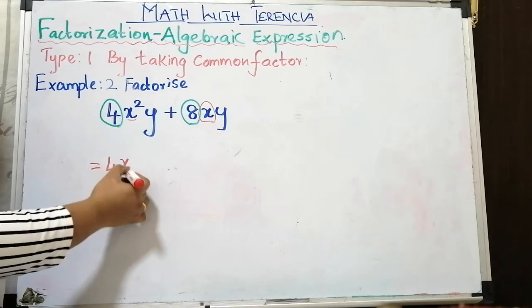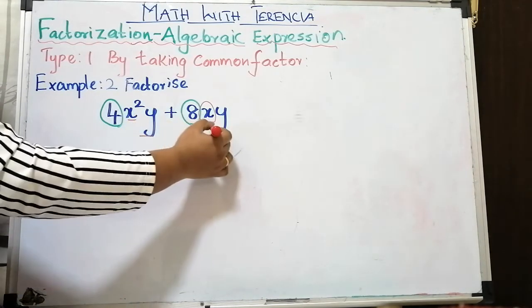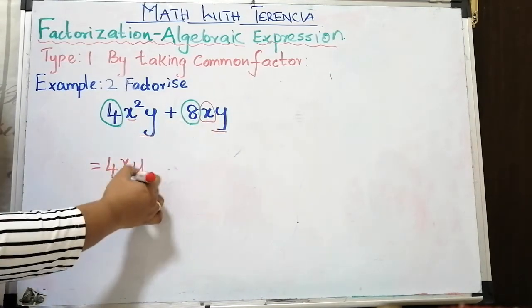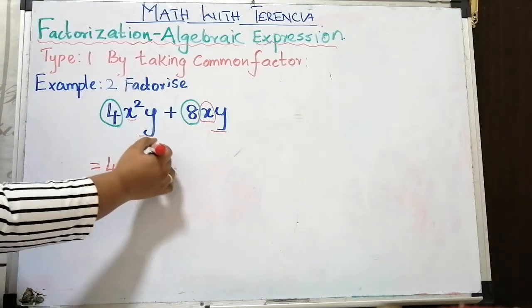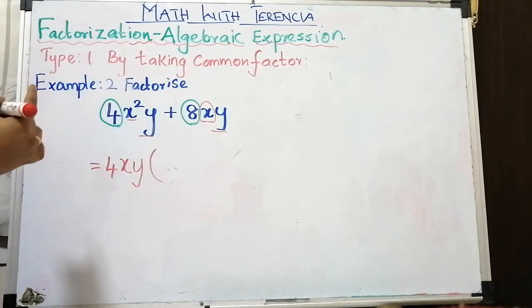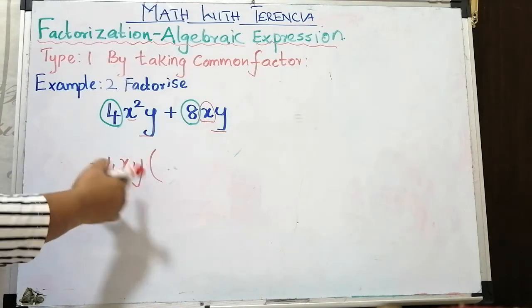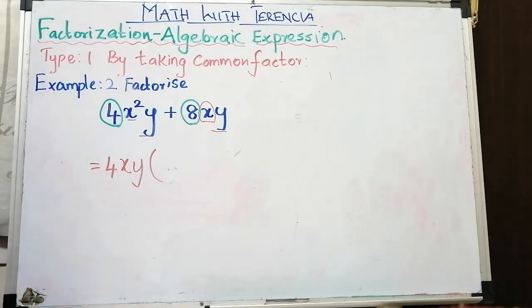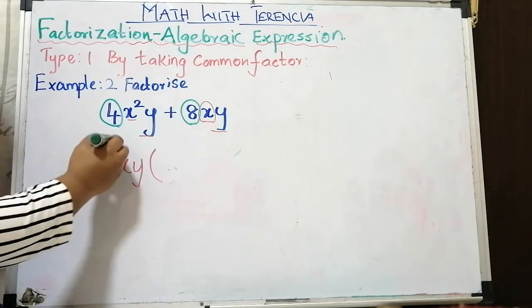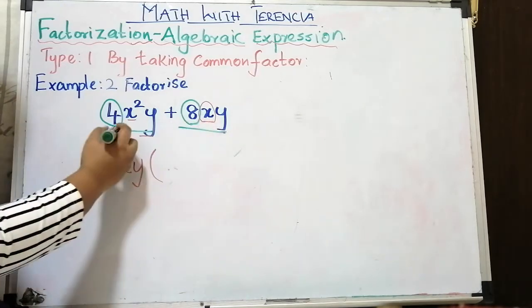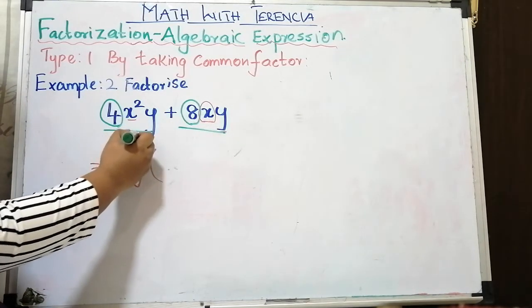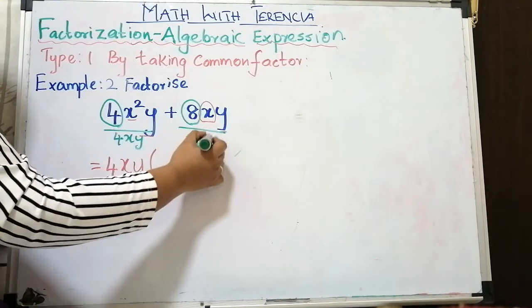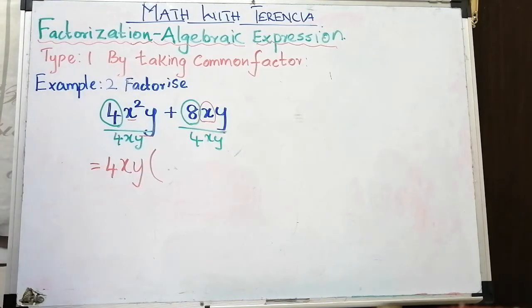So x, and then coming to y. Both I have y. So no problem. You just write y. And then open the bracket. Opening the bracket is very important. That shows as the product. And now you want to divide each term by the common factor. The common factor is 4xy.